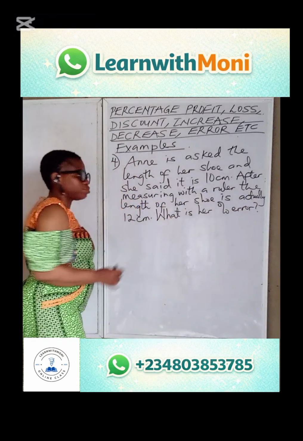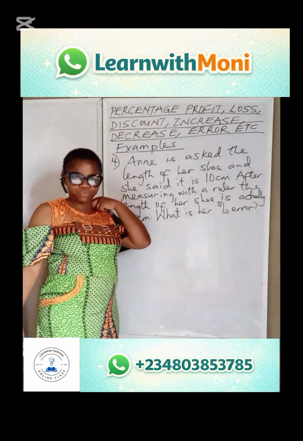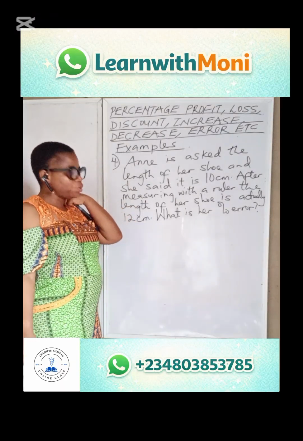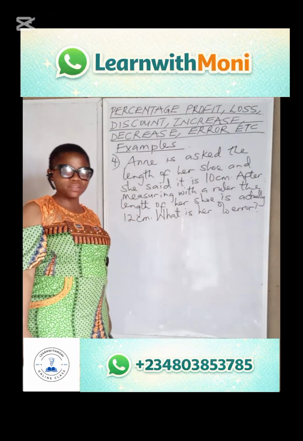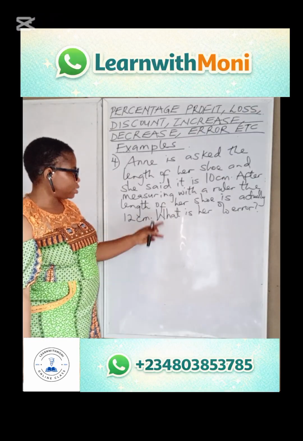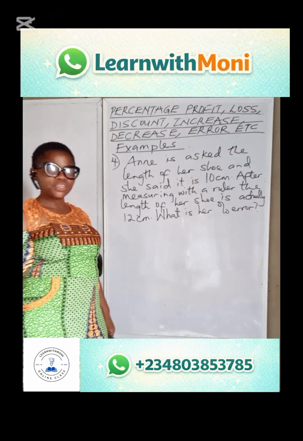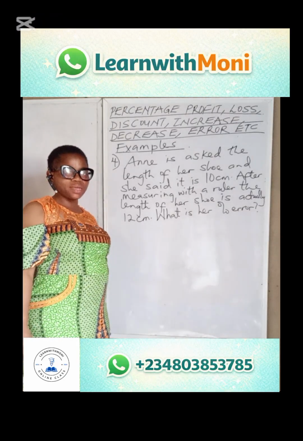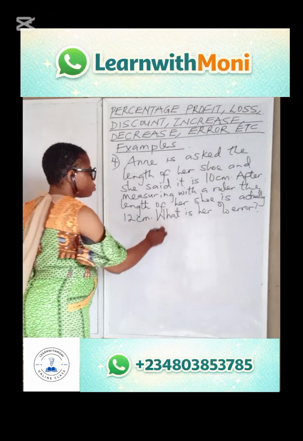Look at this situation. Anne is asked the length of her shoe, and she said, oh, my shoe, it is 10 centimeters. Then we picked a ruler to measure the length of the shoe, and we found out that the length of the shoe is 12 centimeters, not the 10 centimeters she claimed. That means there is an error. So we want to find what the percentage error will be.